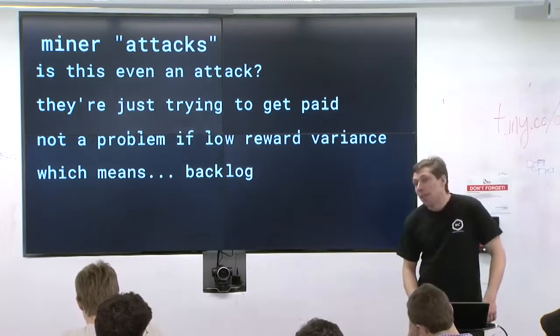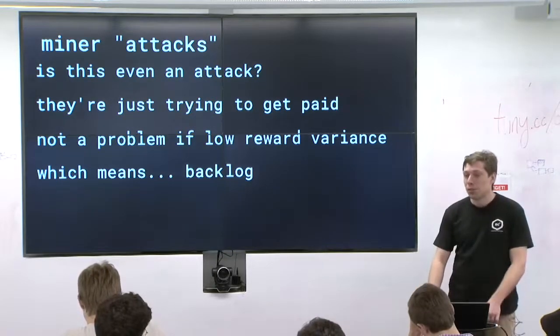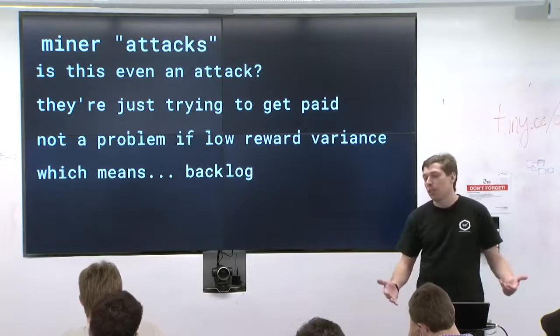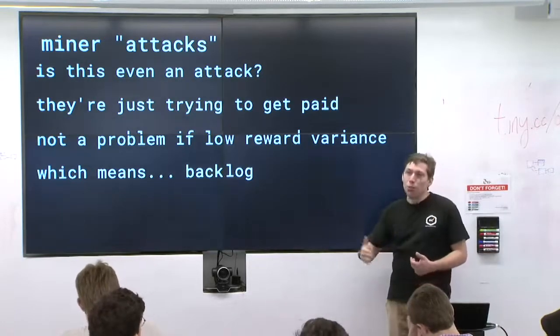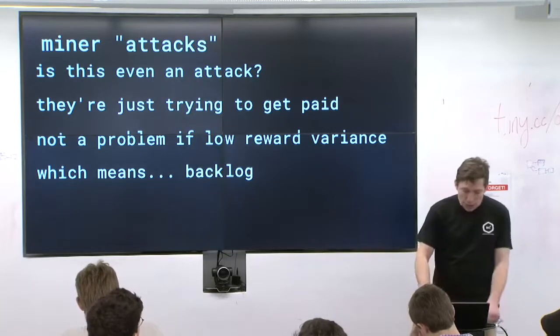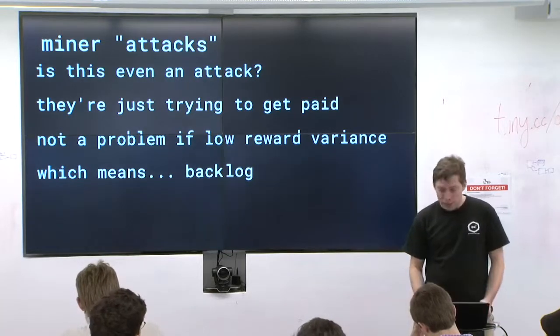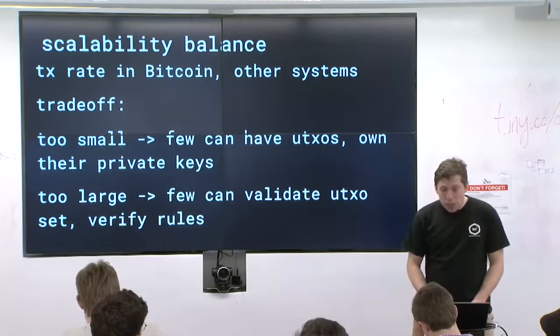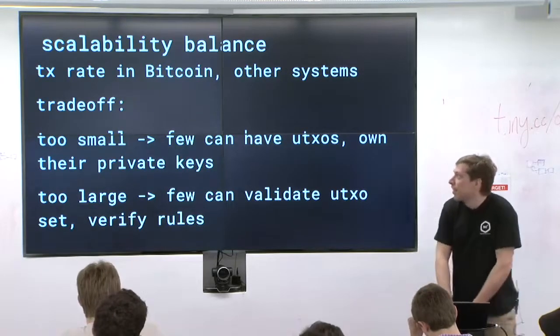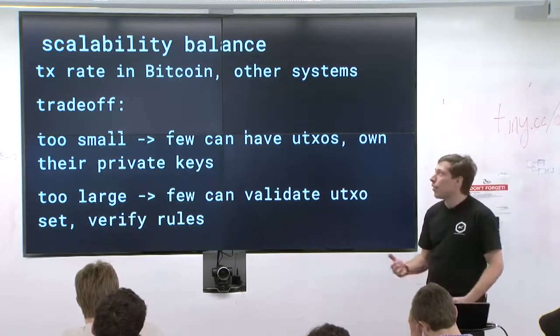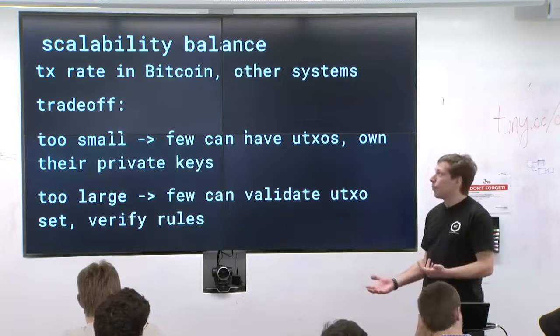But that means there's going to be a backlog, right? You need this really big mempool with a large backlog of transactions to ensure that you have low variance in the rewards, and to ensure that long term you've got a stable system. So this is tricky. This is a hard problem because you've already got these scalability balances in Bitcoin.